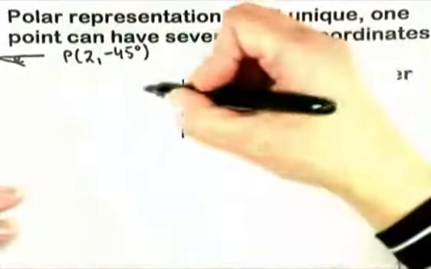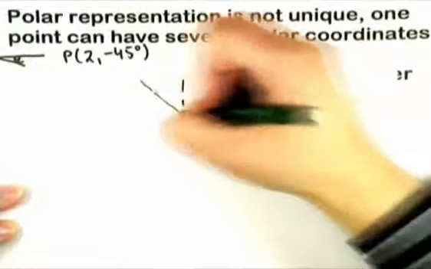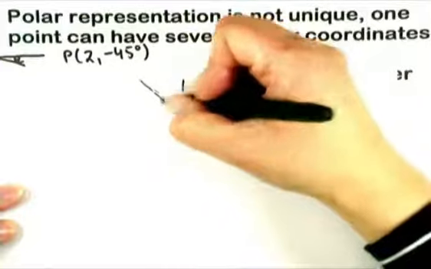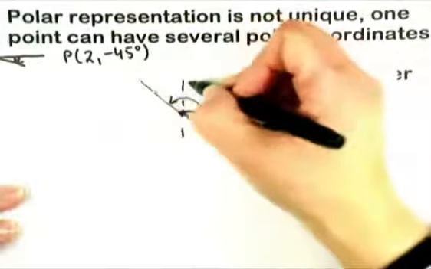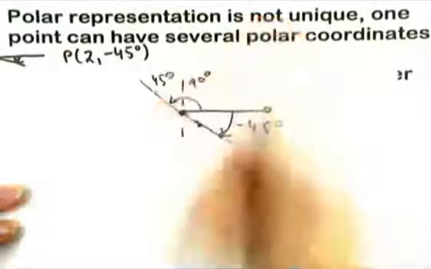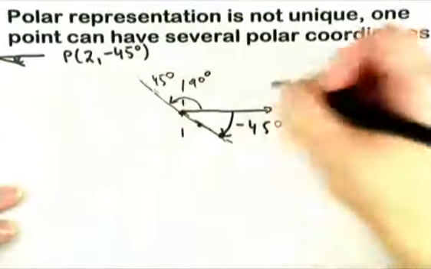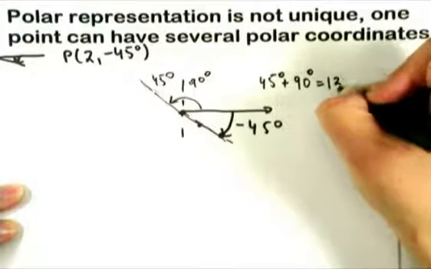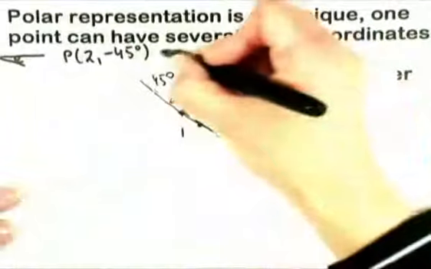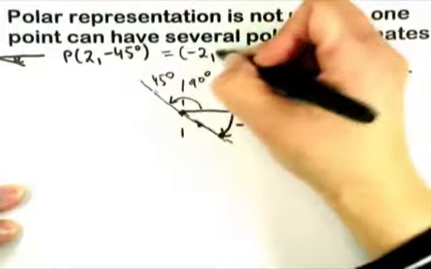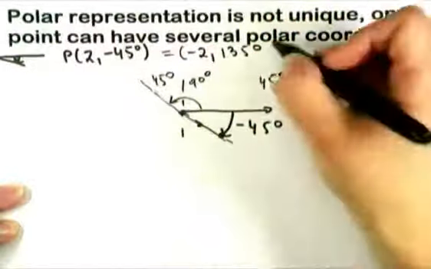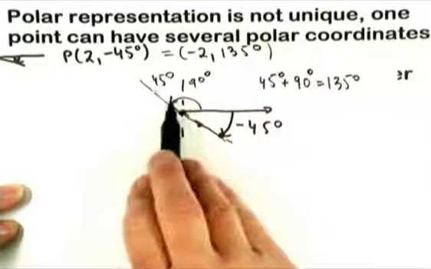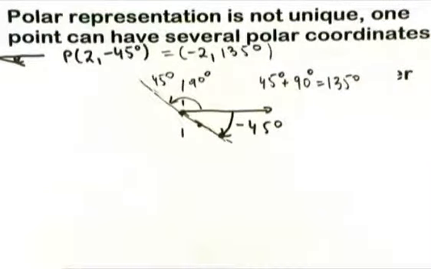We can also find this angle and have the negative on the other side. So this one is 90 plus 45, which gives me 135 degrees. So this point can be written as -2 and 135 degrees, because I can find the angle 135 and put it on the other side. So one point can have several representations. That means it's not unique.